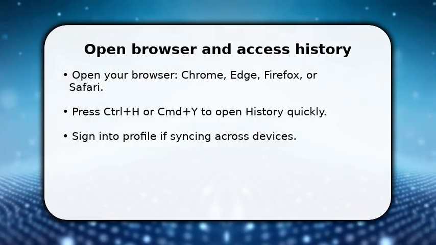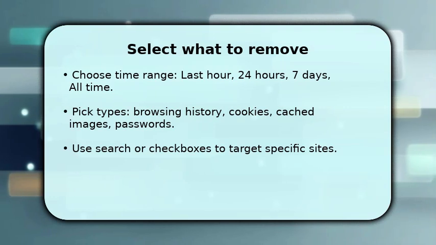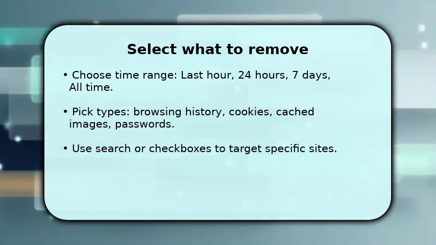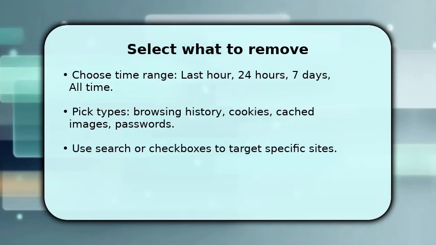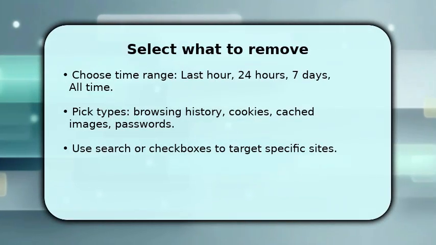clear synced items. Next, you select the scope and types of data to clear. This step controls privacy versus convenience. Open Clear Browsing Data or remove items, then pick a time range: last hour, 24 hours, 7 days, or all time, because shorter ranges preserve useful caches.